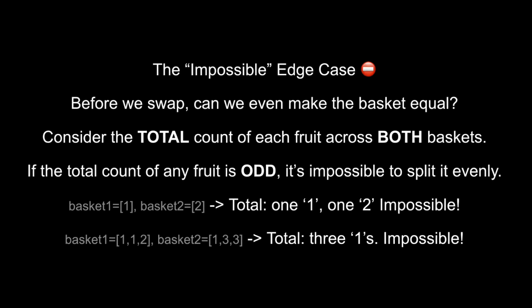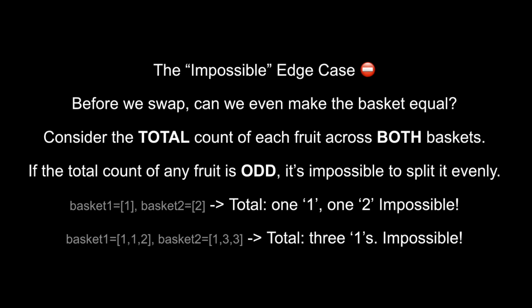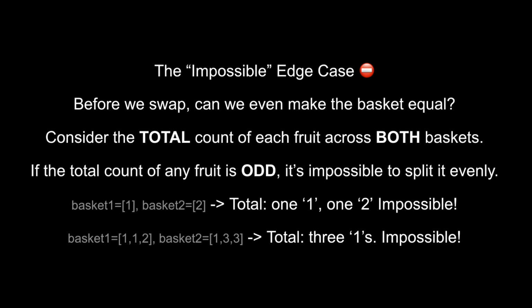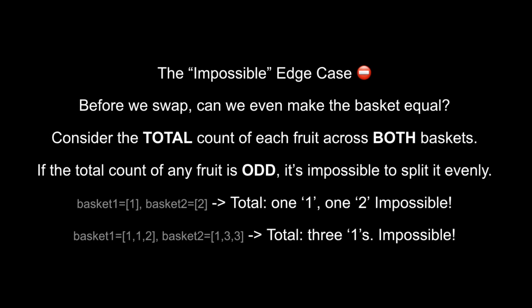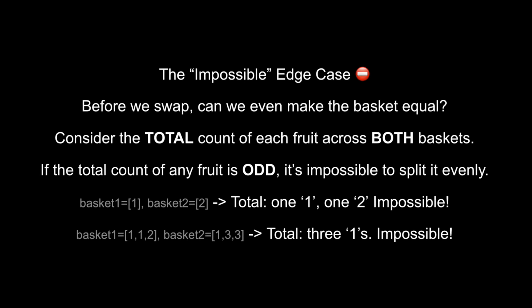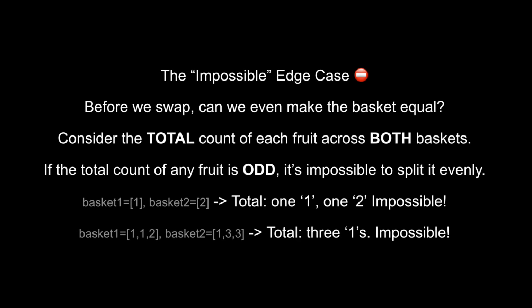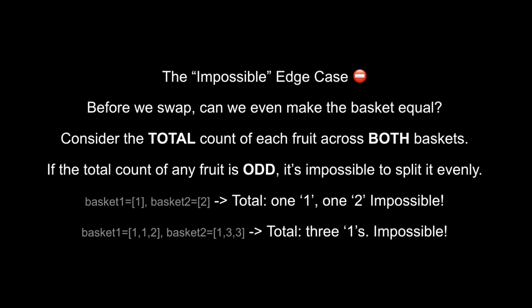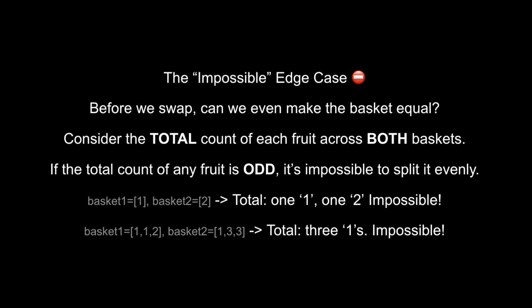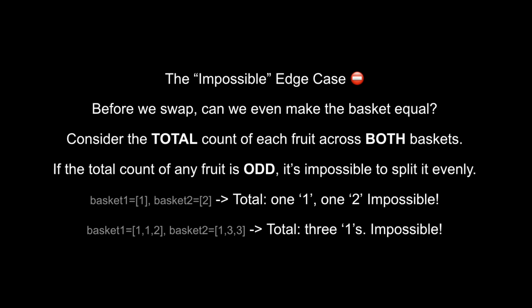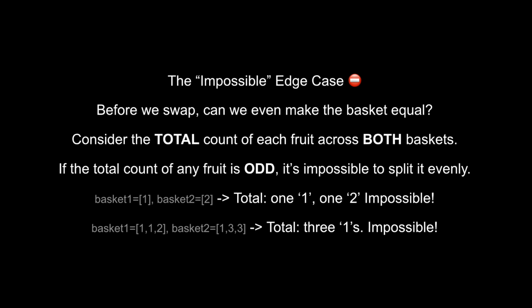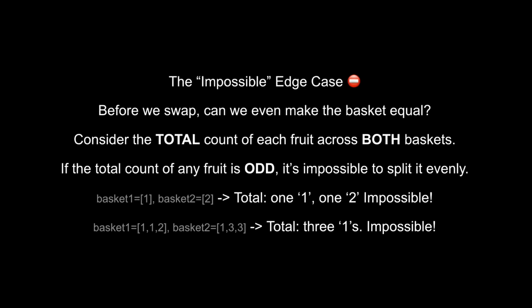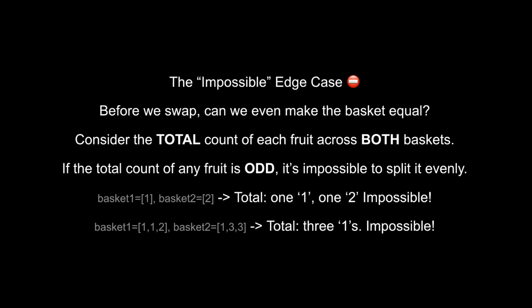Okay, before we even start thinking about swapping, we have to ask a critical question. Is a solution even possible? Let's think about the total number of fruits. If we combine both baskets, the total count of each specific fruit, like apples, must be an even number. Why? Because if you have an odd number of total apples, say 3, you can never split them evenly into two baskets. One will always have more than the other. So our very first step should be to check this. If any fruit has an odd total count, we immediately know it's impossible and can return -1.